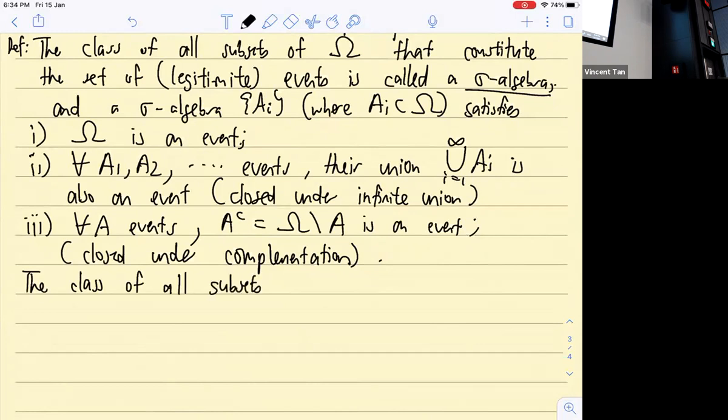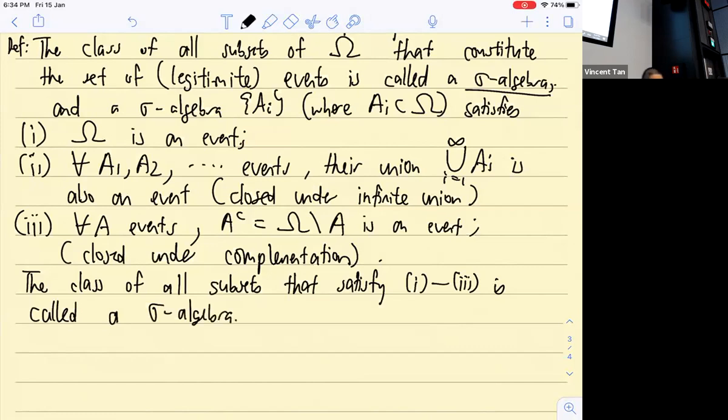Okay, so in conclusion, the class of all subsets that satisfy 1, 2, 3 is called a sigma algebra. Sometimes you will see in some books, it's called sigma field. Sigma field and sigma algebra mean the same thing. Now here we only talk about three properties, right? But from these three properties, I can already ask you to do a lot of homework.